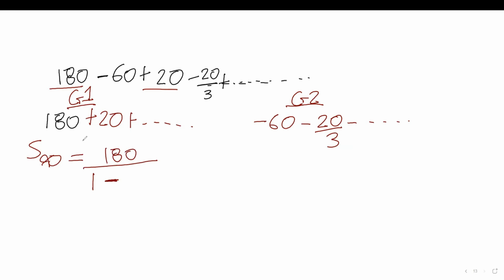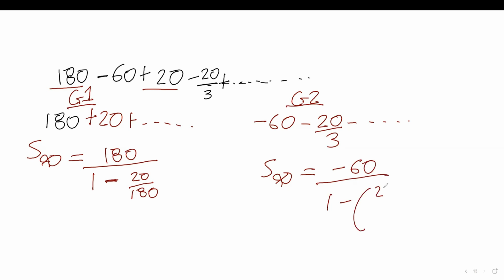The sum to infinity of the geometric progression 1 is going to be a, which is 180 over 1 minus r. The common ratio is 20 over 180 over here. So the sum to infinity of the second is going to be a, which is minus 60 over 1 minus r. r is 20 over 3 divided by 60. Ooh. So this one works out to be, I know 20 over 180, that's 1 over 9. 1 minus 1 over 9 is 8 over 9. This is 180 over 8 over 9.